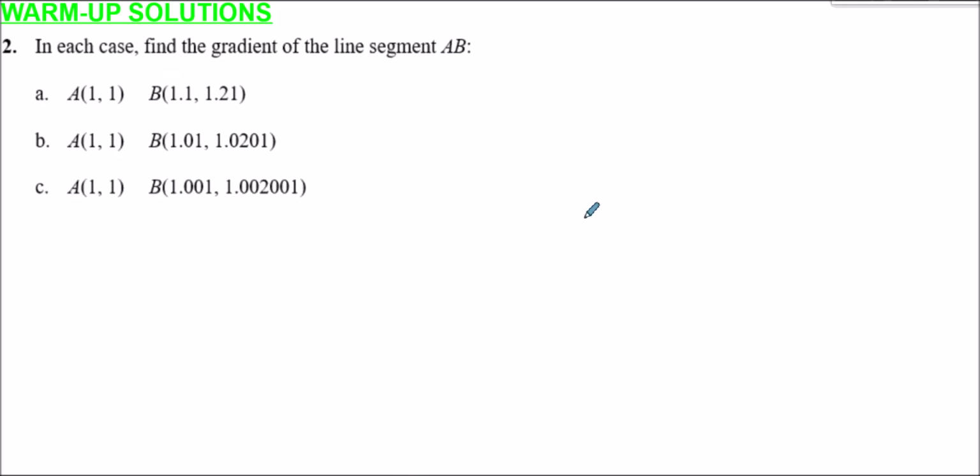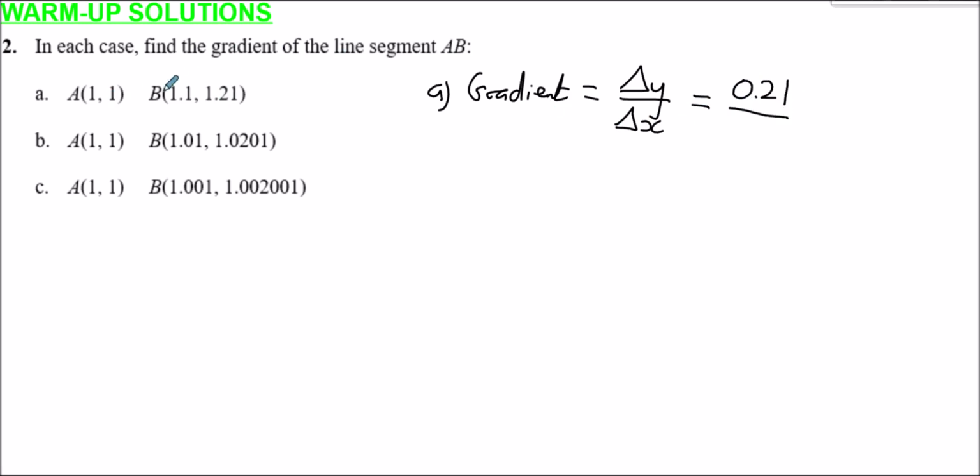Question 2. In each case, find the gradient of the line segment A to B. So quite simply, we just need to remember how we define the gradient. The gradient between any two known points on a line is the change in y, delta y, all over delta x. And so with your calculator or otherwise, you need to work out the change in y from 1.21 to 1, and that's going to be 0.21. The change in x from 1 to 1.1 rather is 0.1. So one divided by the other yields 2.1.